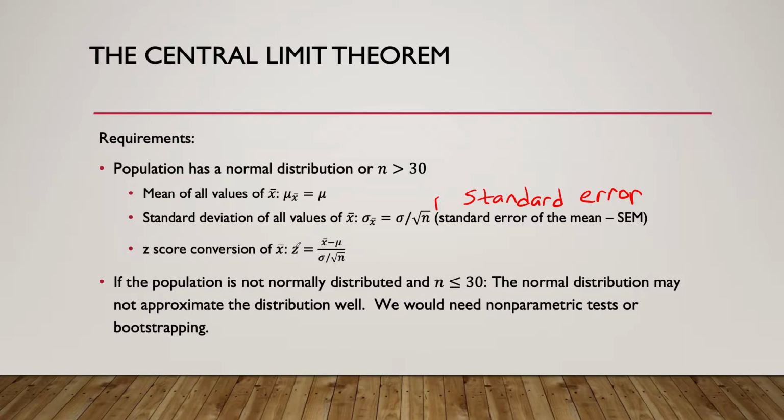And we could convert to a z-score if we wanted to. For x bar, we take x bar minus the population mean, divided by the population standard deviation divided by the square root of the sample size. And if the population is not normally distributed and the sample size is less than or equal to 30, the normal distribution may not approximate the distribution well, and we would need non-parametric tests or bootstrapping to accomplish this, which we will see later in the course.